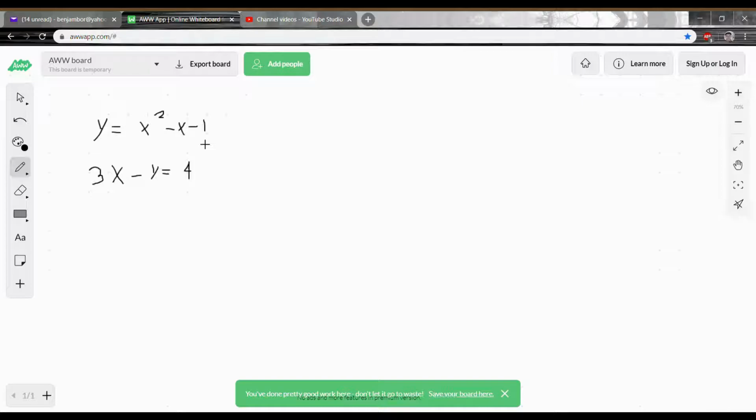The method we're going to use is we're going to solve for a variable in one equation, then plug into the other. So we already have y solved for in this first equation here. So we're going to plug this solution for y into this equation down here. When we do that, we're going to have 3x minus a quantity, x squared minus x minus 1, that's equal to 4. We'll distribute this negative sign through.